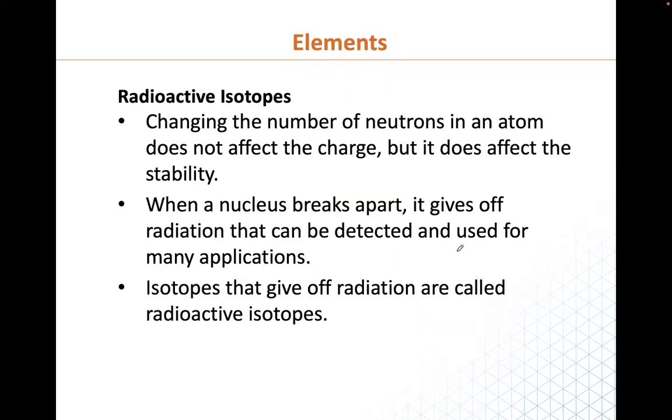All right. Let's talk about radioactive isotopes. Changing the number of neutrons in an atom does not affect the charge. When you change the number of neutrons in an atom, the charge would not be affected, but it does affect the stability. So sometimes it's going to be very unstable. That is to say, it could break down easily. When a nucleus breaks apart, it gives off radiation.